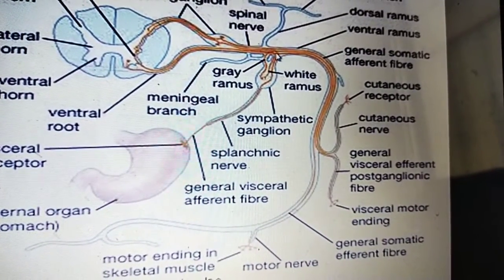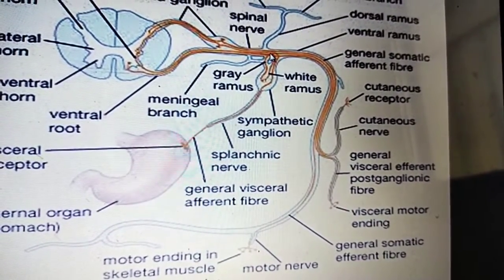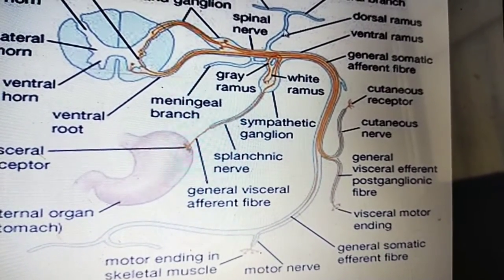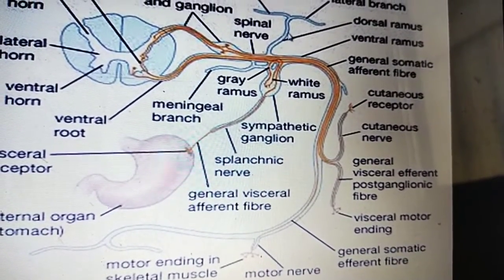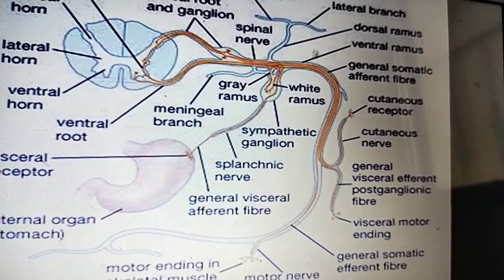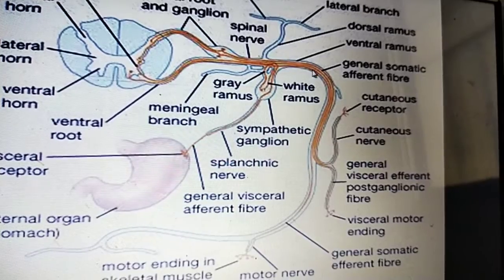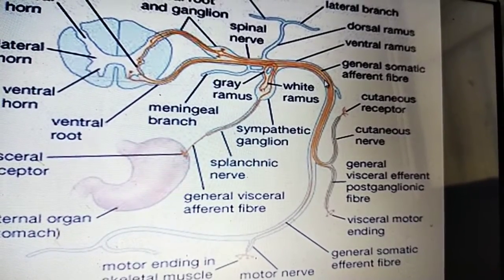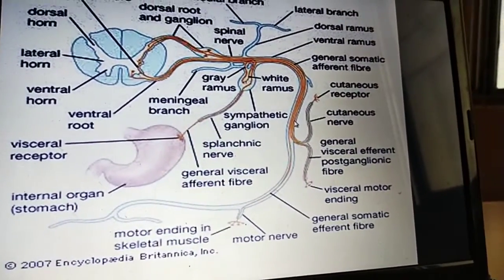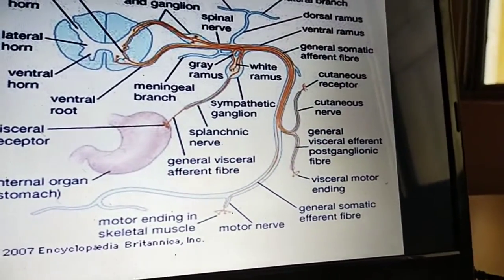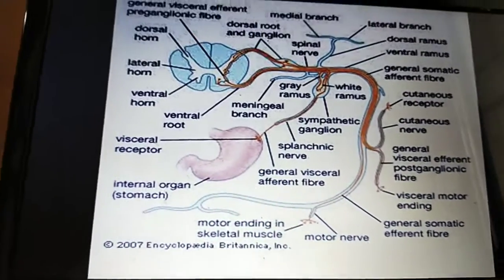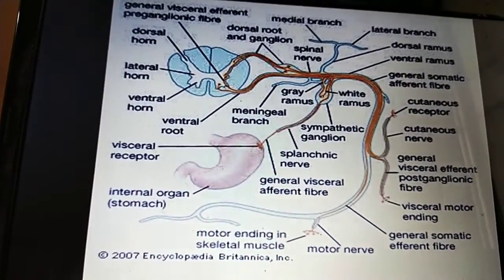And that further divides into the ventral and dorsal rami of the spinal nerves, and the dorsal ramus further gives branches to the lateral branch and medial branch like that. And the ventral ramus goes further and carries general somatic afferent fibers, and that gives the cutaneous nerves and anterior ramus like that. Like that spinal nerves are formed.